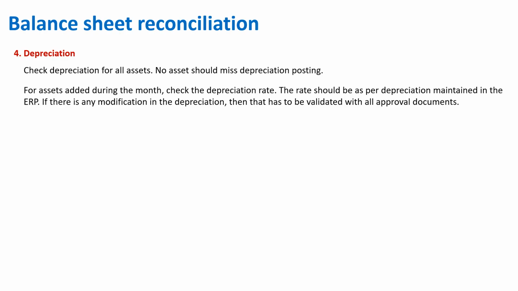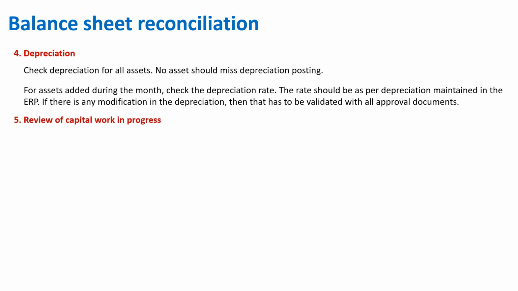Sometimes it may happen that the business would have requested saying that this asset will get depreciated within 2 years or 3 years, which may not match with the depreciation maintained in your system. So if you have a deviation, then it's better to have approval from the business, because tomorrow when there is an audit, you have to provide those documents to the auditors.